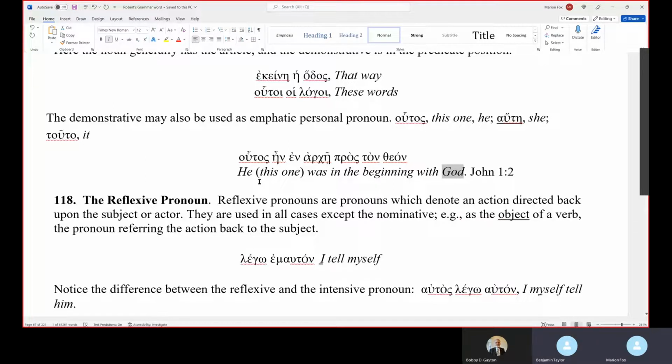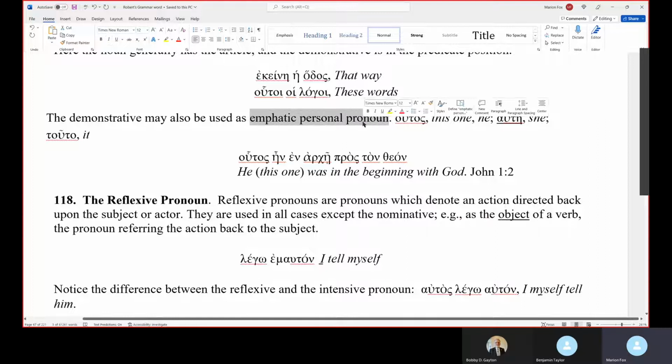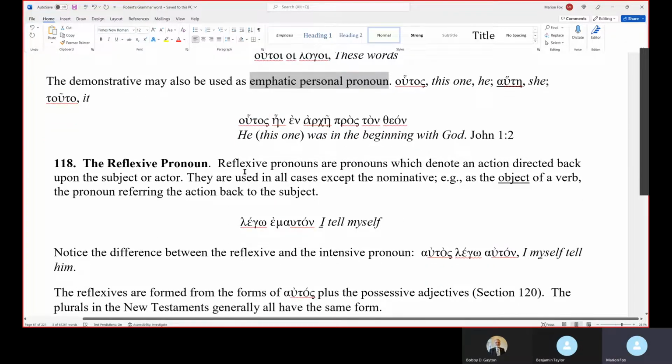He, this one was in the beginning with God. All right, and so forth. Verse 2. So the difference is hutos, notice the rough breathing, is emphatic, more so than autos or autu. Autos would be our form, okay? That makes sense? Okay, a little bit. So it's more emphatic, right? Any other questions?